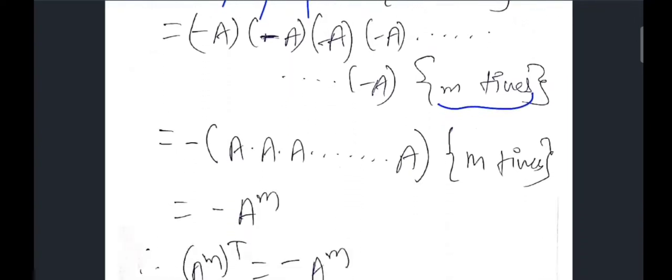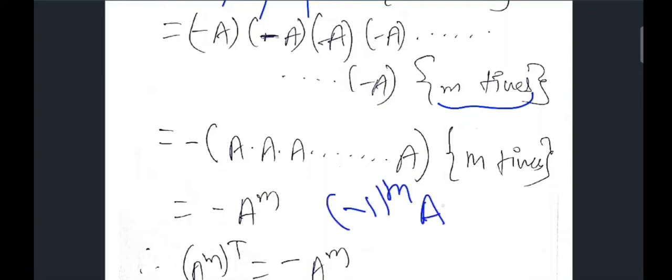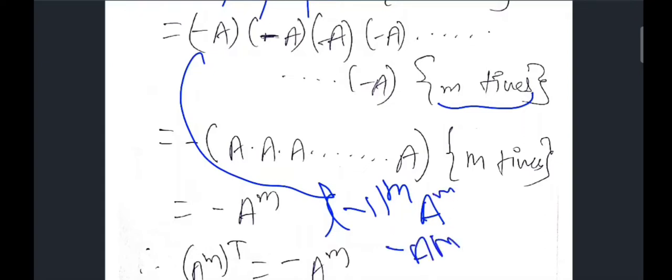So clearly you can see that if m is odd, then minus 1 to the power m times A to the power m is the term there. Now if m is odd, then minus A to the power m will come. And if m is even, then minus 1 to the power m will become 1, and A to the power m will come. Got it?